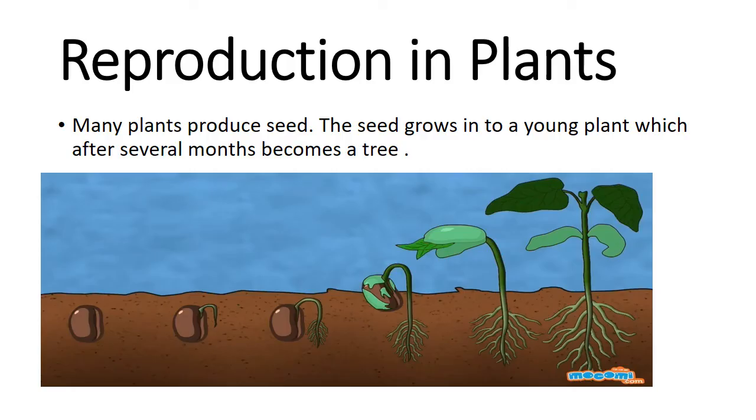Reproduction in plants. If you look at this structure, many plants produce seeds. The seed grows into a young plant which after several months becomes a tree. The process of reproduction in plants starts with the seed. When you sow a seed, its roots start developing. After the roots have grown properly, the shoots and the leaves come out, and after some months the seed entirely becomes a new plant, and that plant after a few years becomes a tree. So this is the process of reproduction in plants.